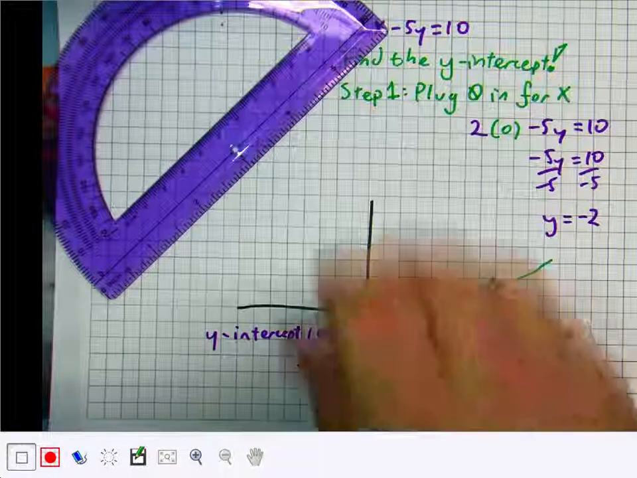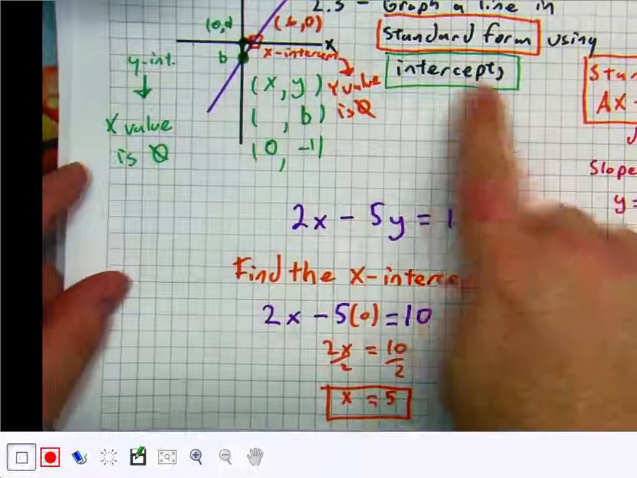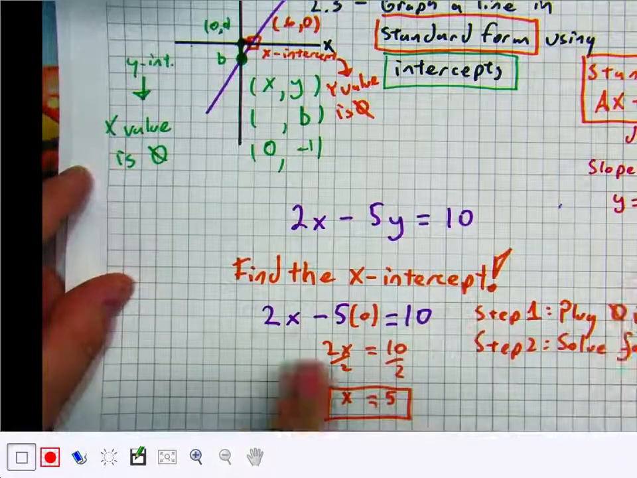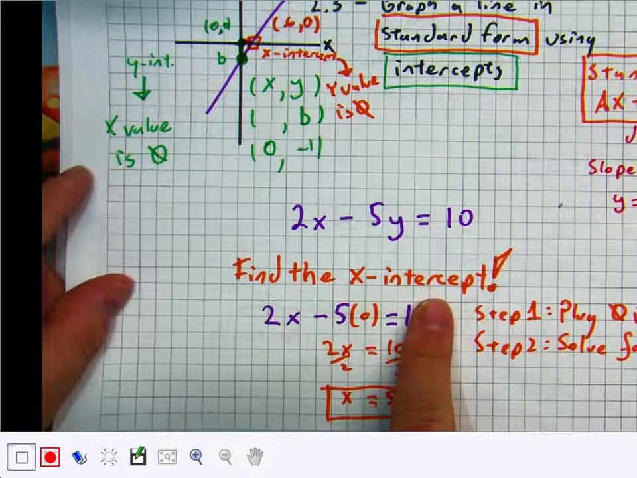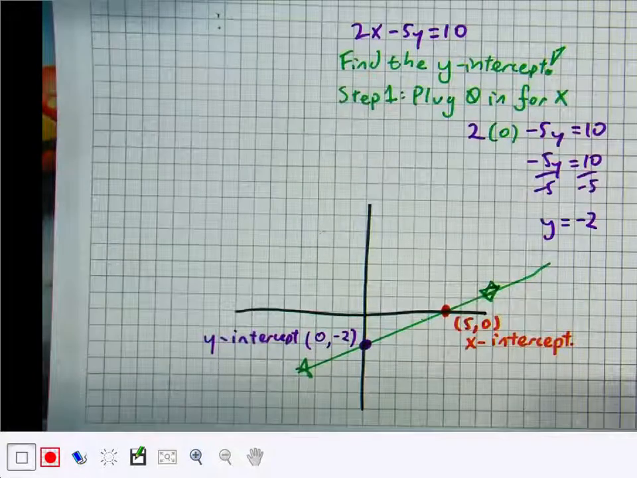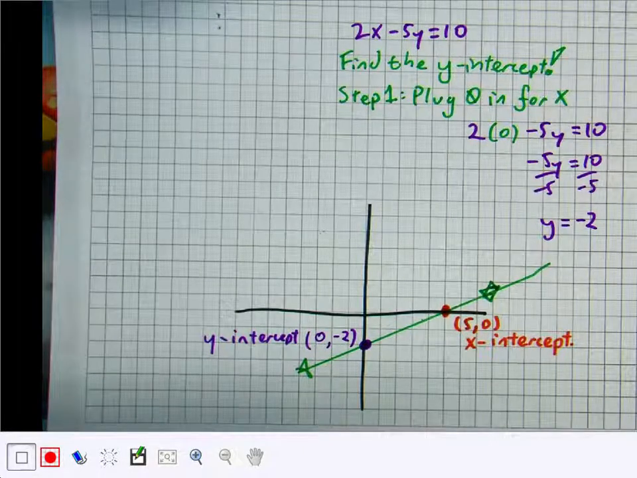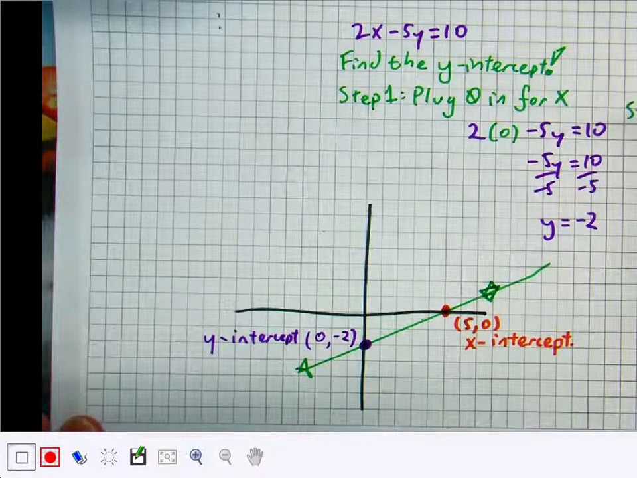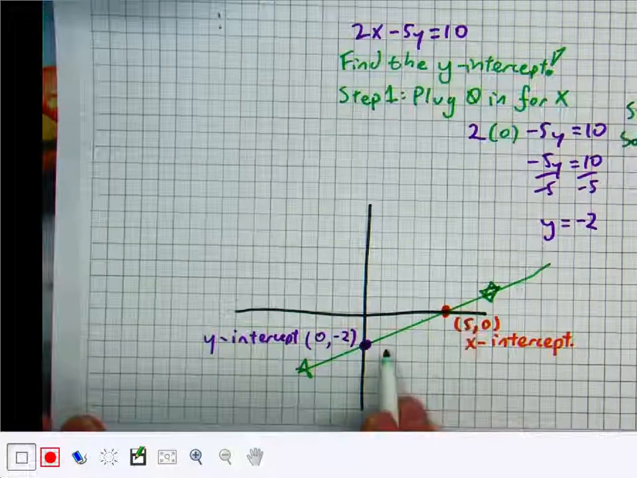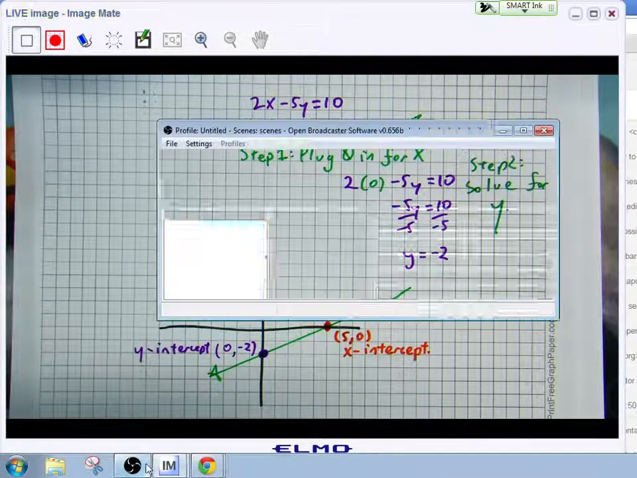So just to recap, on those questions on the homework, if we're going to graph a line in standard form using intercepts, first we find the x-intercept. We find the x-intercept by plugging 0 in for y and solving for x. And then we find the y-intercept. We do that by plugging 0 in for x. And then I didn't write the second step, but it's pretty obvious. Step 2, solve for y. And boom, once we do that, we have our 2 points. We connect the dots, and we are good. And I will stop the recording.